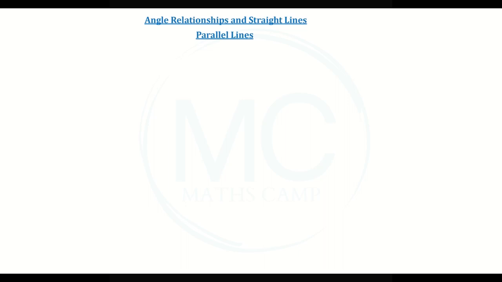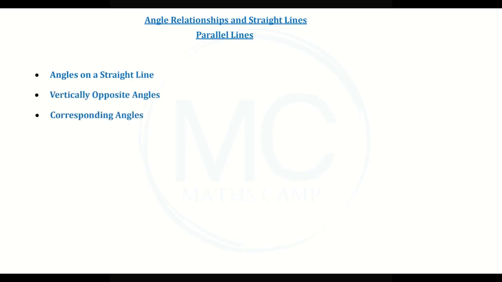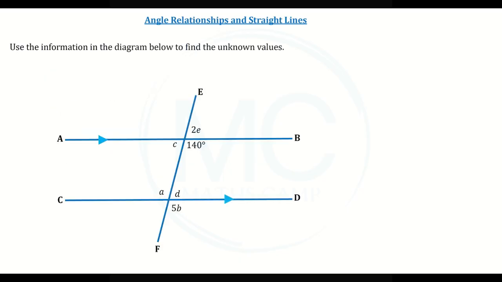Now that we have a better understanding of angles on a straight line, vertically opposite angles, corresponding angles, alternate angles, and co-interior angles, let's look at some examples of how we work with them. Use the information in the diagram below to find the unknown values. Here we need to find the values of A, B, C, D, and E.